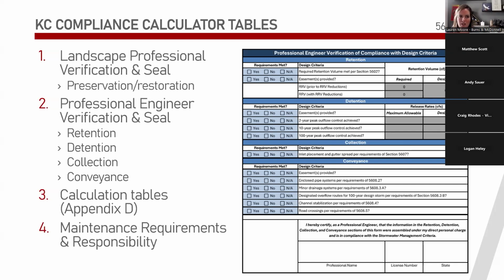So both from a landscape professional standpoint, if preservation and restoration practices are included, and from a professional engineer verification standpoint for the retention, detention, collection, and conveyance. So Appendix A has just PDFs of all of these calculation tables. And like I said before, the calculator itself is posted up on the website, so you can get in and see how a user can play with those inputs. And then the last piece of this is those maintenance requirements and responsibilities tables that I just showed you.